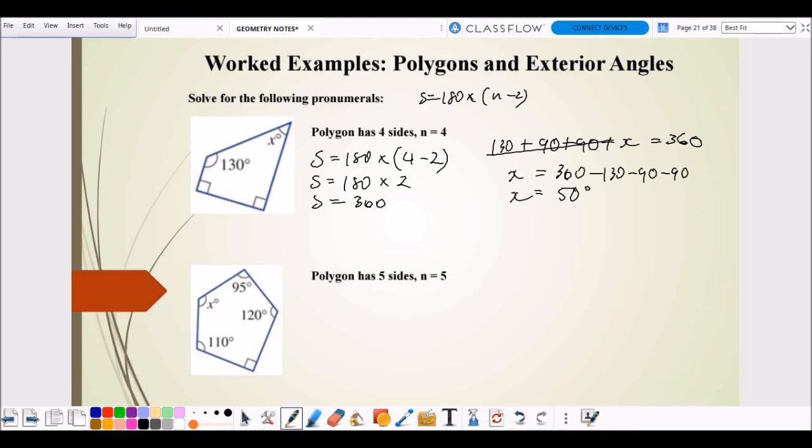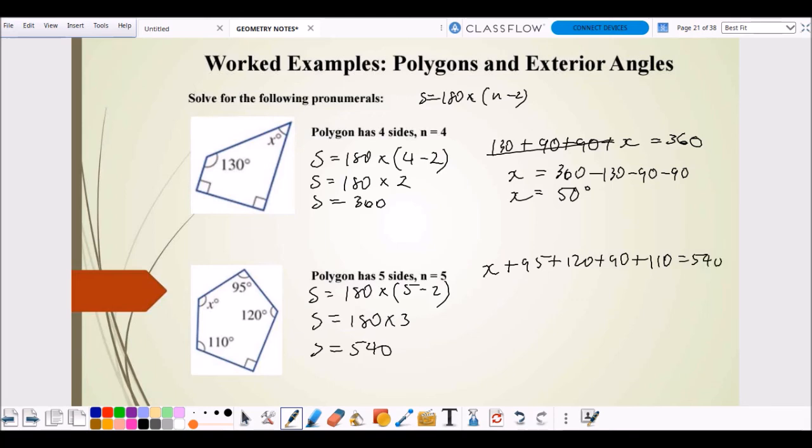This one here is a bit trickier. It has 5 sides. So first of all, find the total angle. It's going to be 180 times 5 take away 2, which is 180 times 3, which equals 540. So when you add all these up, it should equal 540. So that's x plus 95 plus 120 plus 90 plus 110 equals 540.